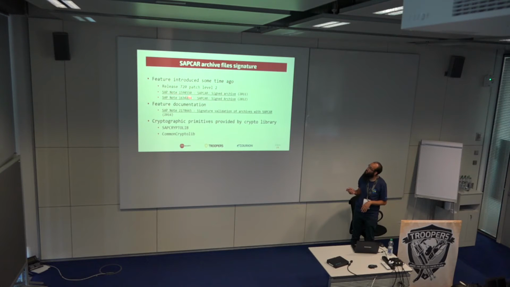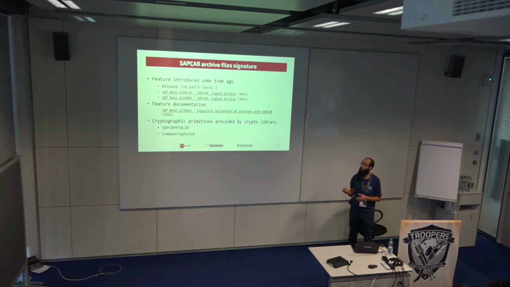Well, these two notes, I don't know the difference, but it only changes in one uppercase letter. But there are basically two SAP notes that say almost the same. So the SAP CAR program has had the ability to validate signatures since this version. There's a new note released this year that documents the whole process of validating the signature. So this is the most important part if you want to have a better understanding of how this works.